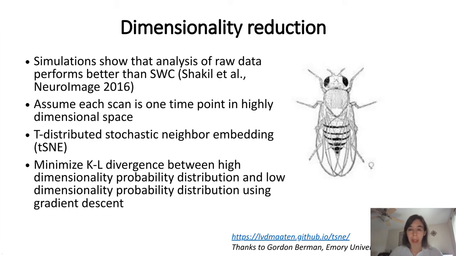So one of the things that we tried is to just use dimensionality reduction on resting state brain activity to try to map it to certain states. We did this partly because we've done simulations that show looking at the raw data is usually closer to the underlying signal than looking at sliding window correlation. So we assumed that each scan is one time point in a highly dimensional space, and then we used the t-distributed stochastic neighbor embedding, t-SNE, algorithm, which takes this high dimensionality space and maps it onto a low dimensionality space, 2D here, using gradient descent.